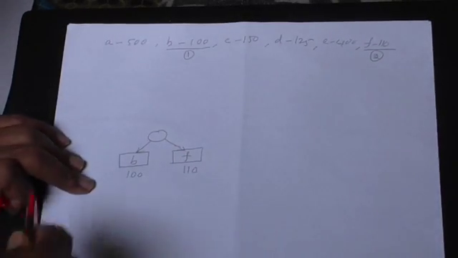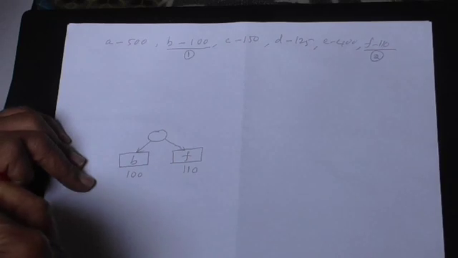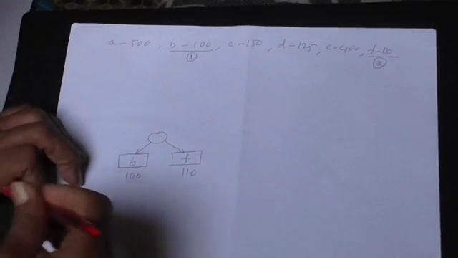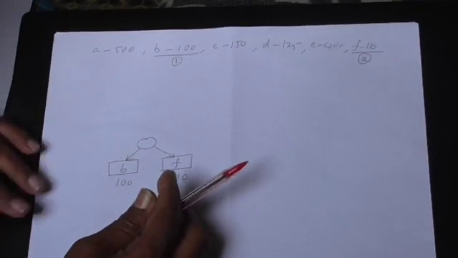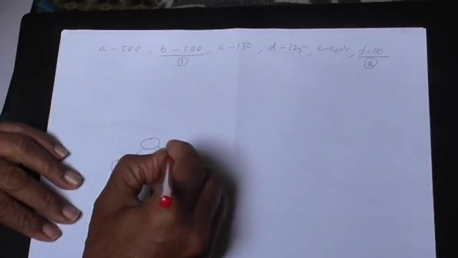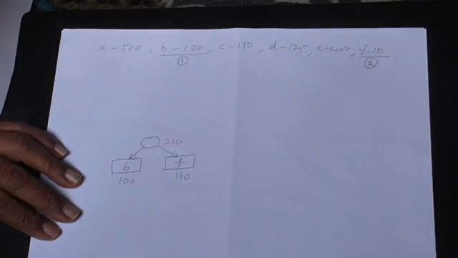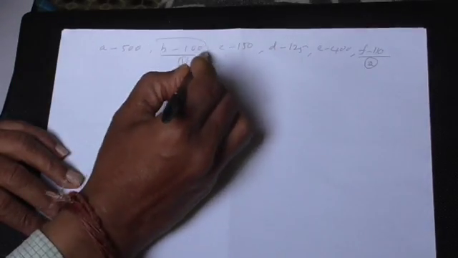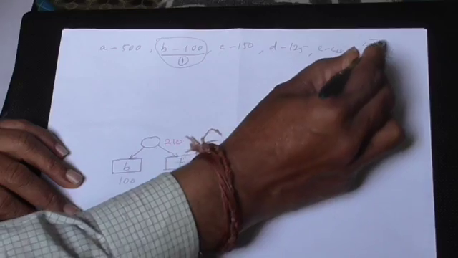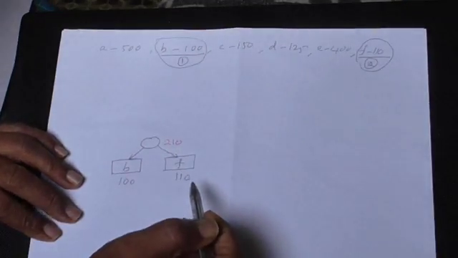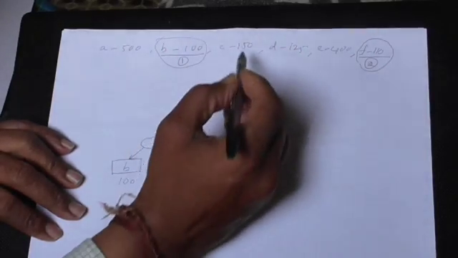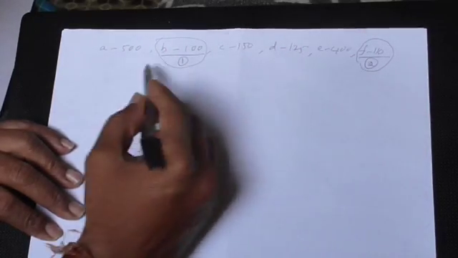So now, if you consider this 110 and this, it is 210 here. So now what I do is, again this is processed and this is also processed. Now this 210, 150, 125, 400 and this one.